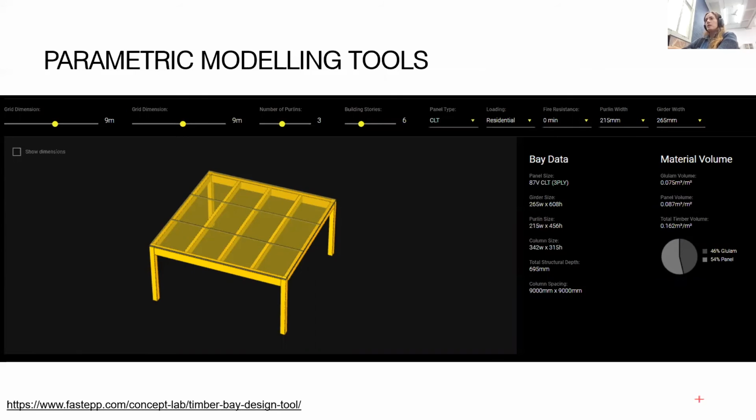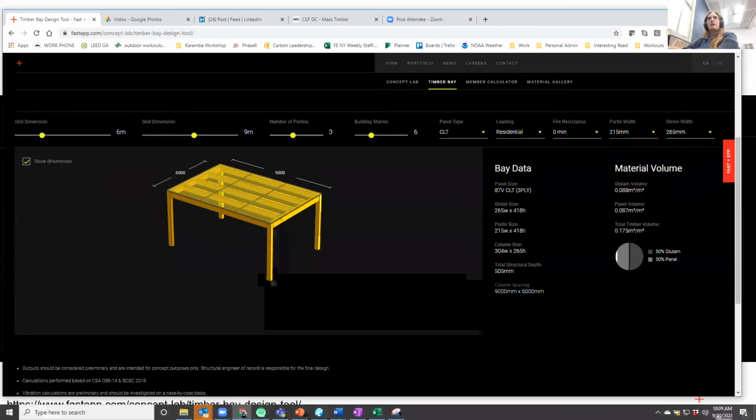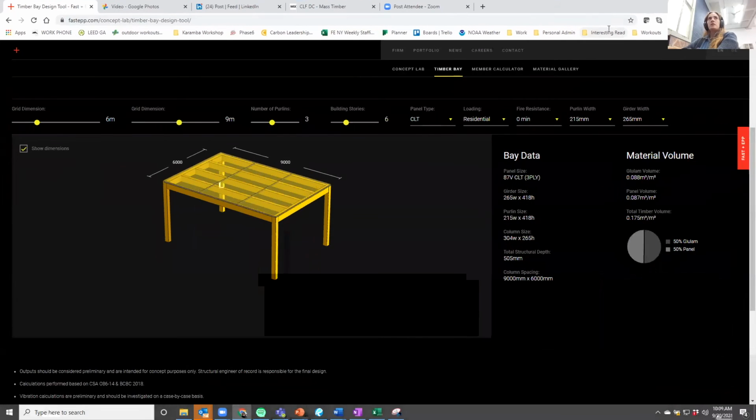But we developed this tool, which you can find through our website. But I just want to point it out just to show that once you choose timber, you can have a big impact on volume, which will drop your carbon numbers in general.